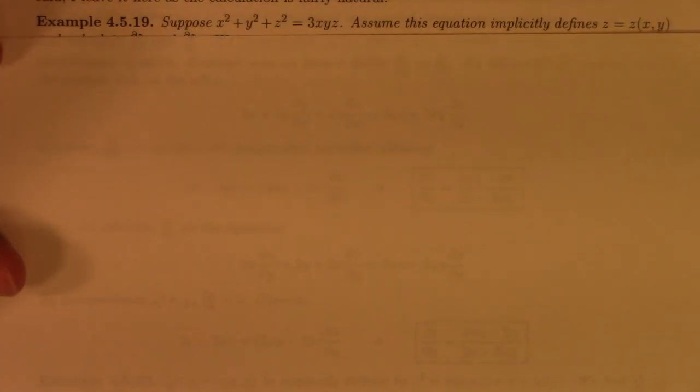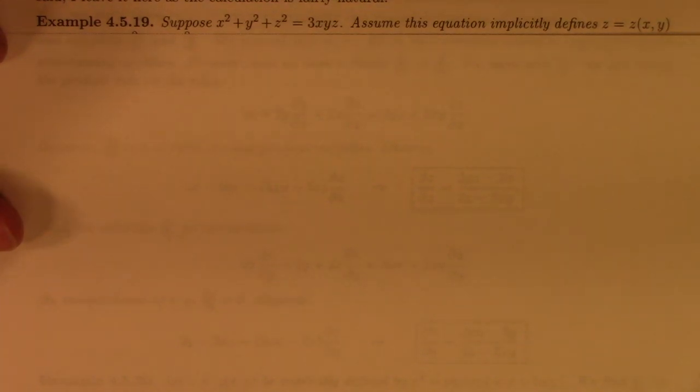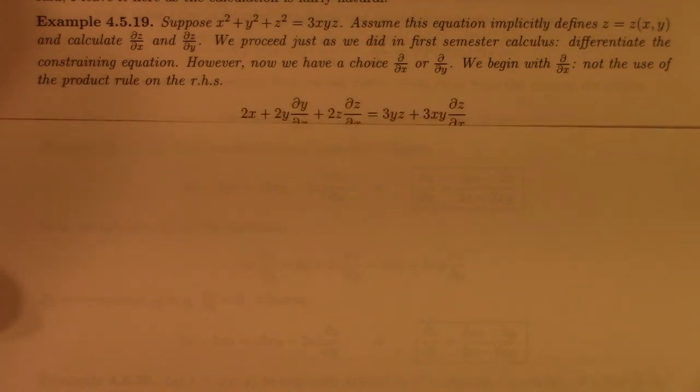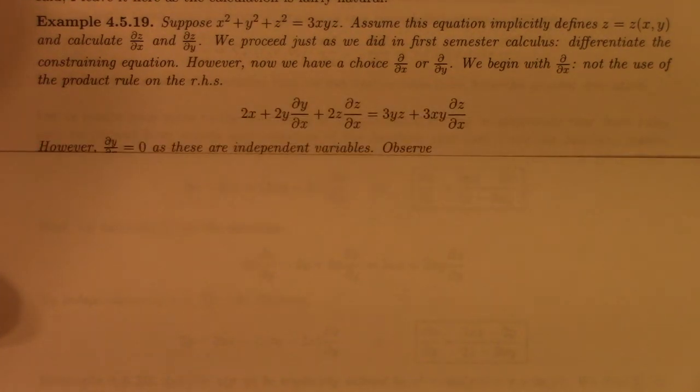Now, to be fair, x, y, and z are appearing symmetrically here, right? Why is it that z should be dependent on x and y? I mean, that's just an ad hoc choice. But once you make that choice, you can calculate the partial derivative with respect to the independent variables x and y. And it goes just like first semester calculus.